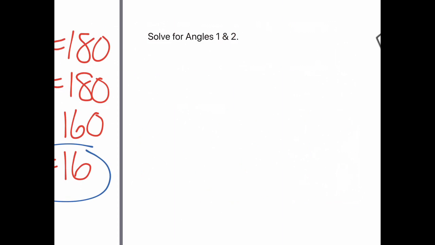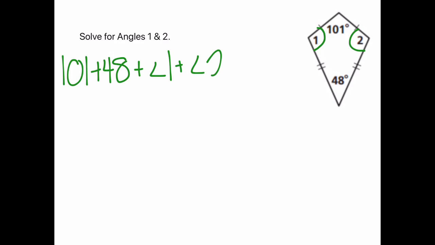And now we move on to our next problem here, which wants us to solve for angles 1 and 2. In this case, they've given us a kite. So in this kite here, it is important to remember that angle 1 and angle 2 will be congruent, and that kites are a four-sided figure, which means if you were to add up all four of the angles, the two that they give us, plus angle 1 plus angle 2, it will equal a total of 360 degrees.